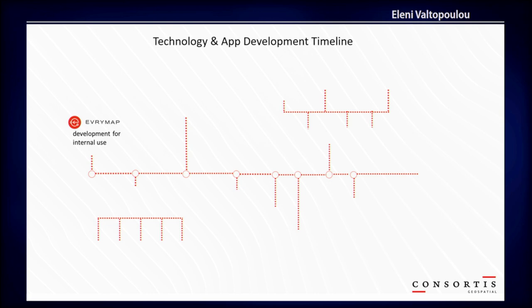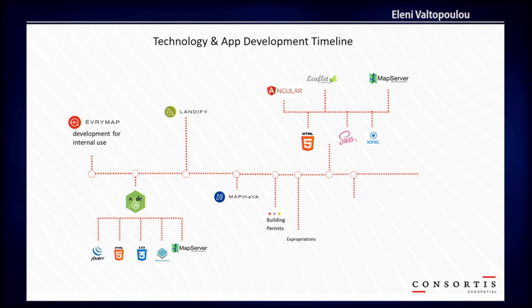So a few things about how we developed EVRYMAP. Initially, we were thinking of just using it internally, but then we decided to go open source, and we were using the Node.js platform utilizing the jQuery library. HTML, CSS, and JavaScript were used as programming languages to develop the app environment. OpenLayers was used for base mapping and MapServer for the spatial data. And then in the current version, we went with Angular, which replaced Node.js, and we're using Leaflet for interactive mapping. Along with the technology upgrade, we have also changed the user interface to make it more straightforward and user-friendly.